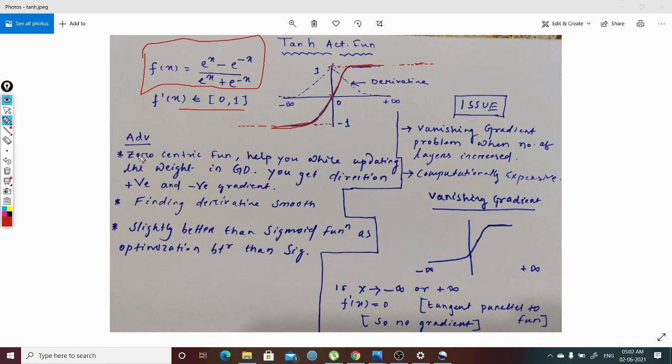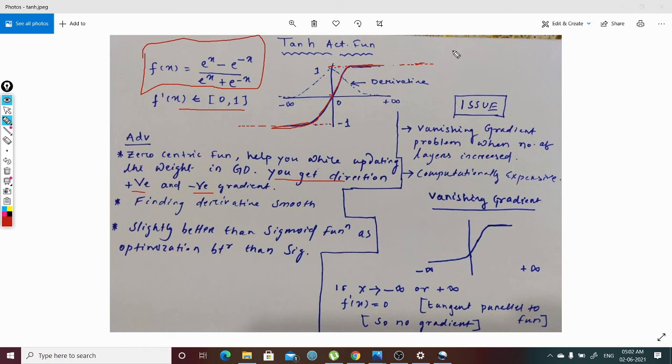It is zero centric, as I have already discussed in the sigmoid activation function. Zero centric basically helps you do faster optimization of the weights, and the convergence will be good. In gradient descent, you get the direction, positive or negative, of the gradient. Here, as it ranges from positive one to -1, it gives you both positive and negative values in the gradient descent.